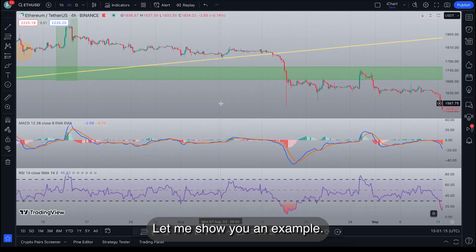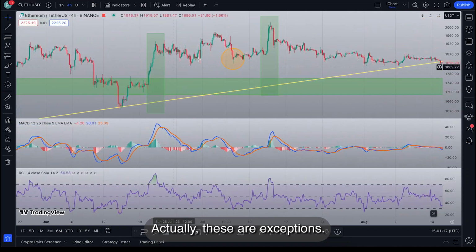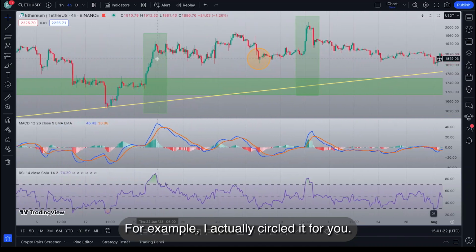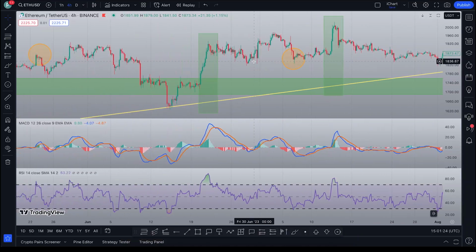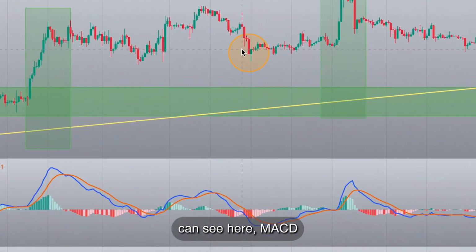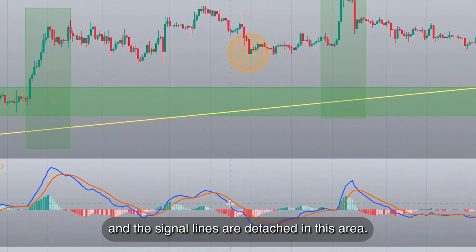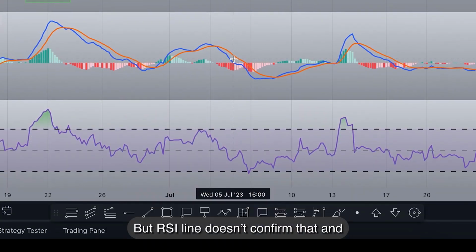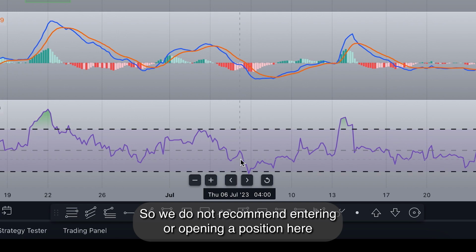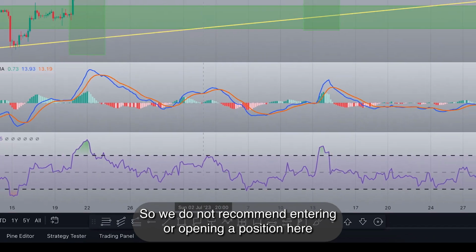Let me show you an example. Actually, these are exceptions, you see. For example, I circled it for you. As you can see here, MACD and the signal lines are detached in this area. But the RSI line doesn't confirm that, and that might be risky. So we do not recommend entering or opening a position here.